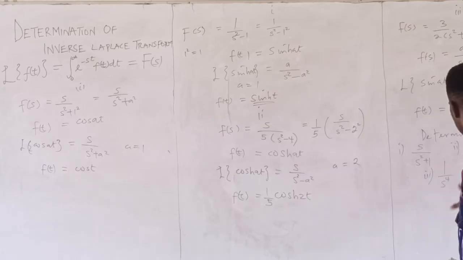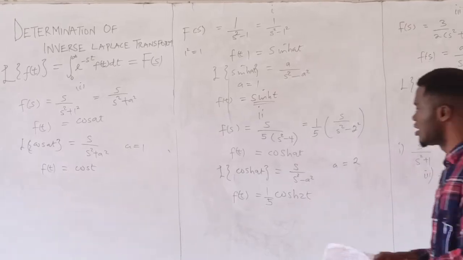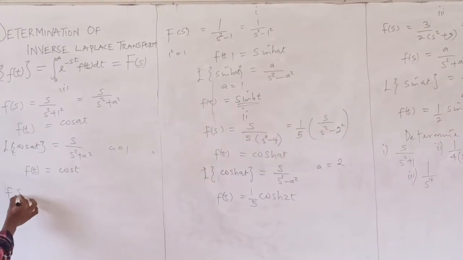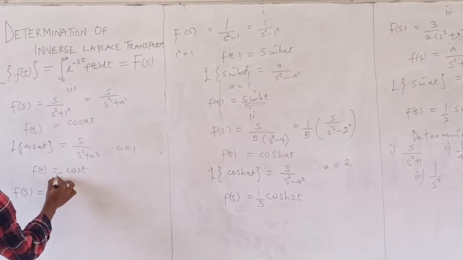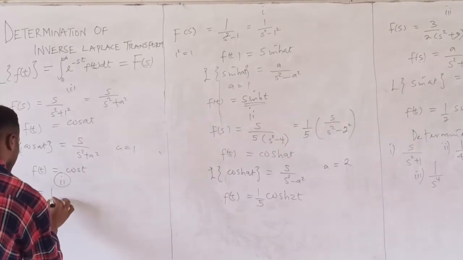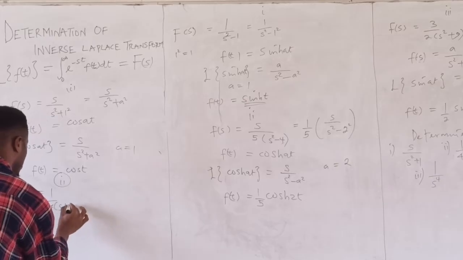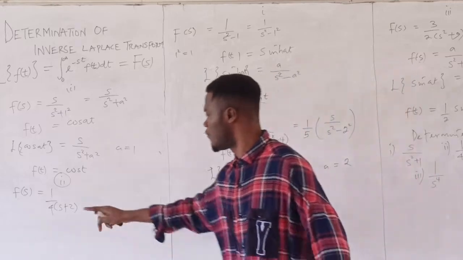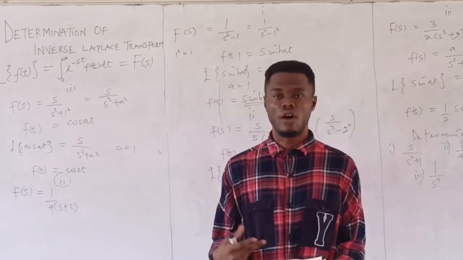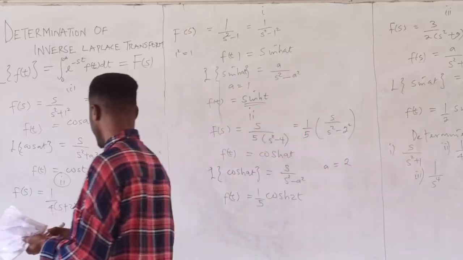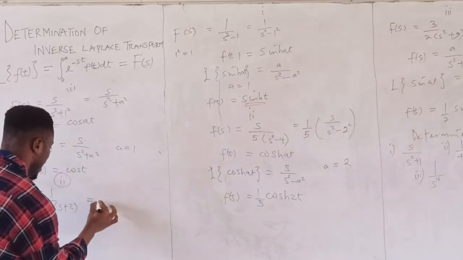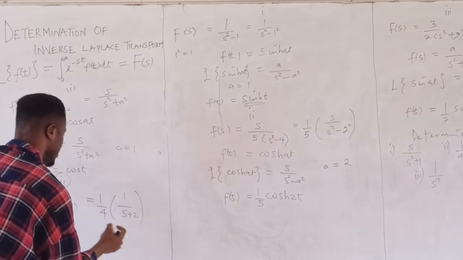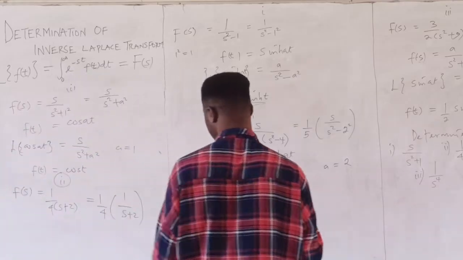Alright, so the next one we are going to find is the third, okay. So we have that the F of s here is equal to 1 over 4 into s plus 2, right? As usual, I told you to factor out the constant from the function. So when we factor it out, we are going to have 1 over 4 into 1 over s plus 2, right? If we factor this out, this is what we are going to have.